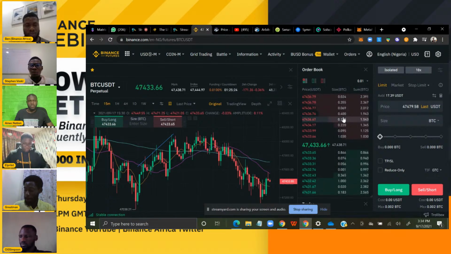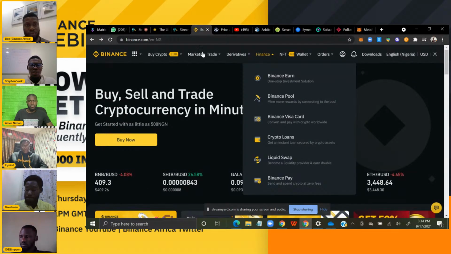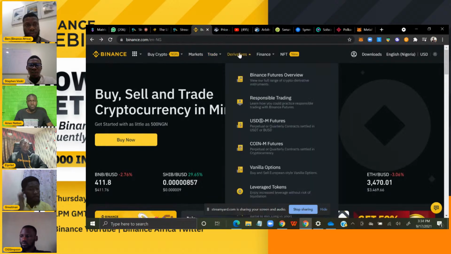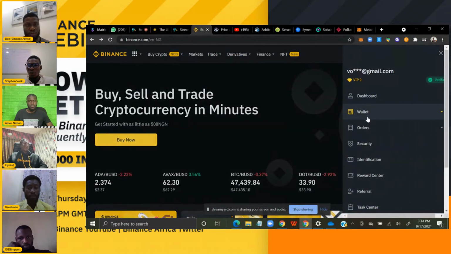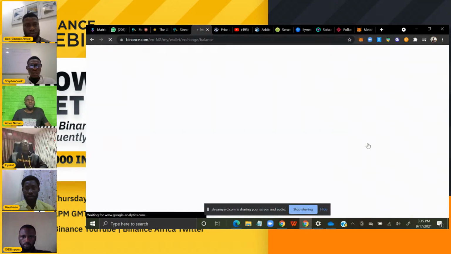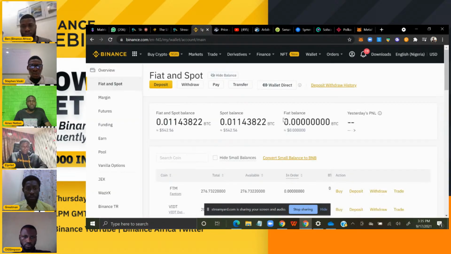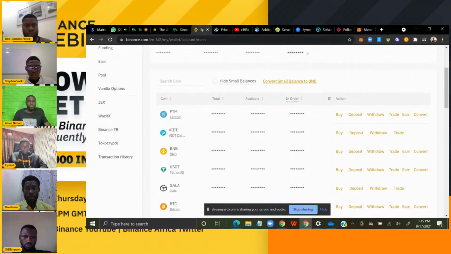For you to start trading, you need to fund your futures account. To do that, you need to at least deposit USDT into your spot account. Let me go to my spot, wallets, fiat and spot. Now when you go to your spot, you must have USDT in your account.